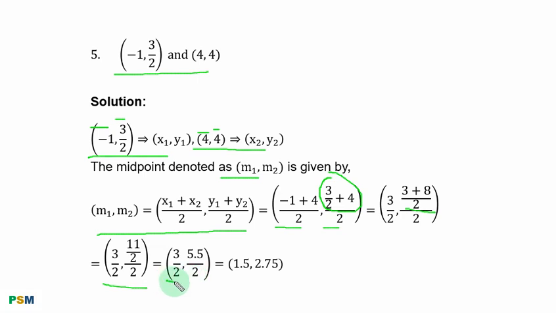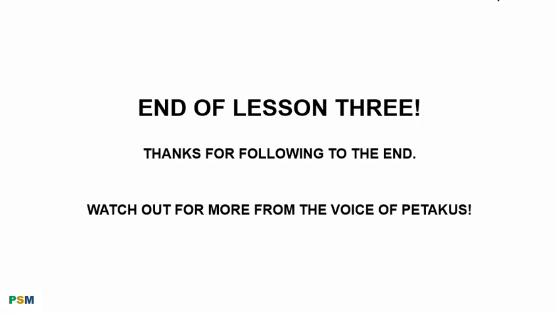Then the first point. If you divide 3 by 2, you have 1.5, comma. If you divide 5.5 by 2, you have 2.75 as the midpoint between these two endpoints. End of lesson 3.